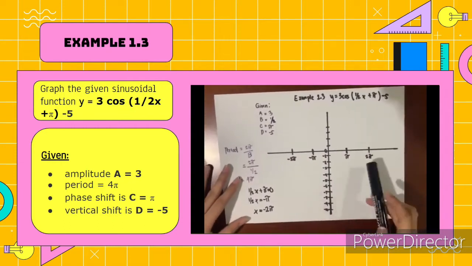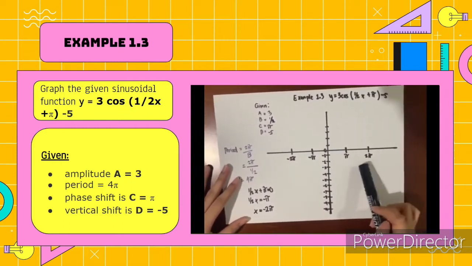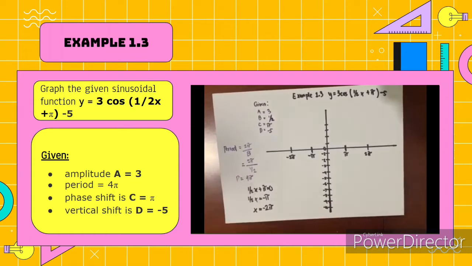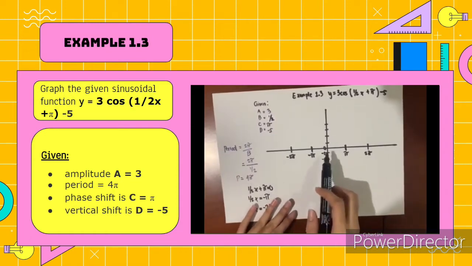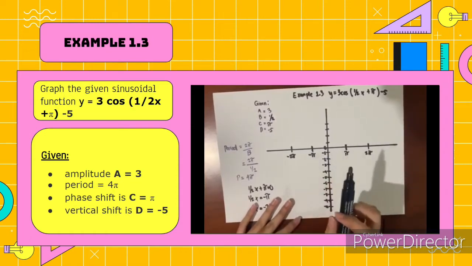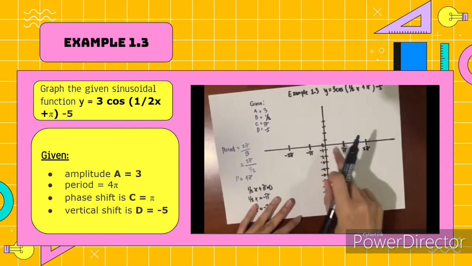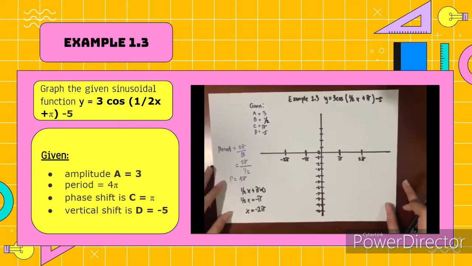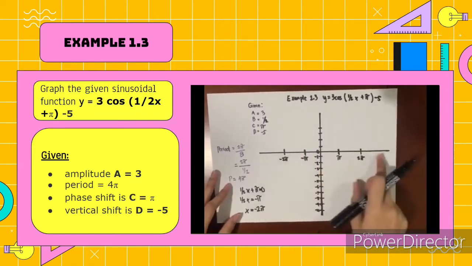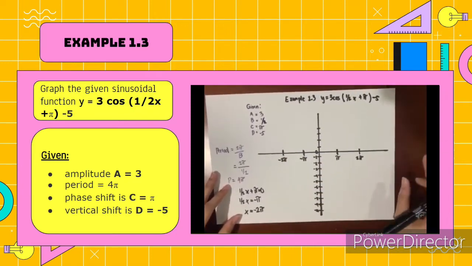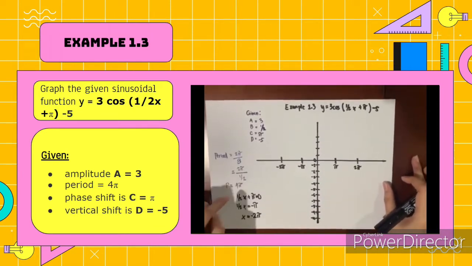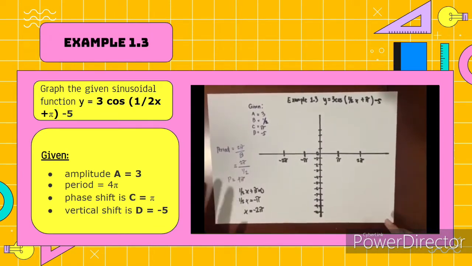Kung magtataka kayo, bakit 2 pi naman yung last value nito, di 4 pi? Ang value ng negative 2 pi hanggang 0 ay 2 pi. At ang value ng 0 hanggang 2 pi ay 2 pi. Kaya 2 pi plus 2 pi is equal to 4 pi. Kaya, yan na mismo yung starting at end point ng magiging period, 4 pi. So, simulan na natin mag-graph.